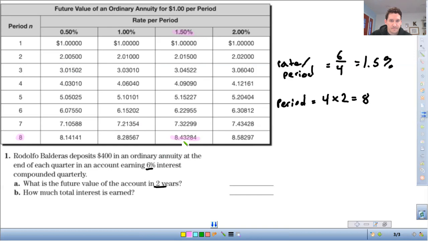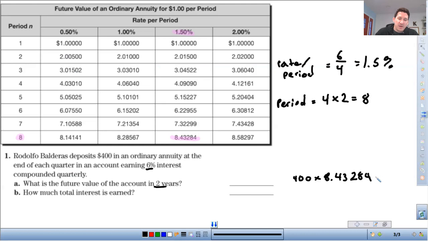So there we go. That is the table value. What we do is take the initial investment, the 400, times the table value, which was 8.43284. I'm going to get out my calculator. 400 times 8.43284 comes out to 3,373.14. So after 2 years, your investment has turned into $3,373.14.